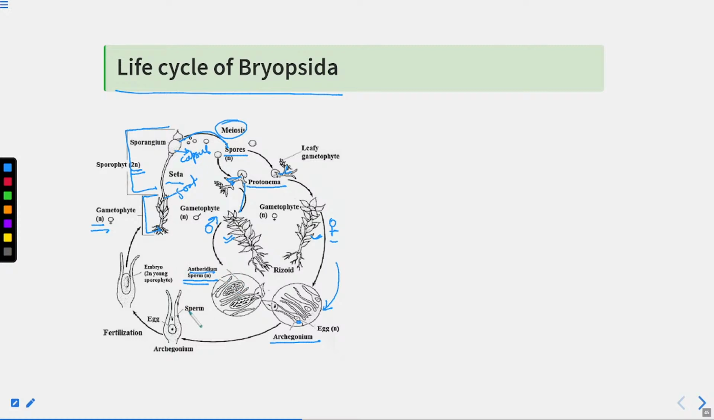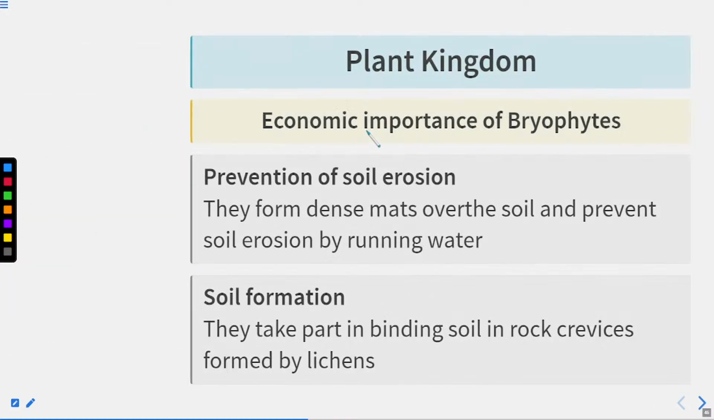Now when the fertilization process takes place, the zygote formation will be there, and this zygote will give rise again to the sporophytic structure. Now this sporophytic structure is attached to the gametophyte, and that is why the sporophyte is called parasitic to the gametophyte, right? So this is the life cycle of Bryopsida.